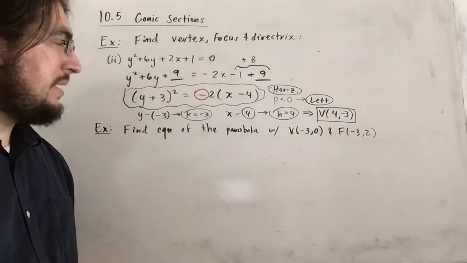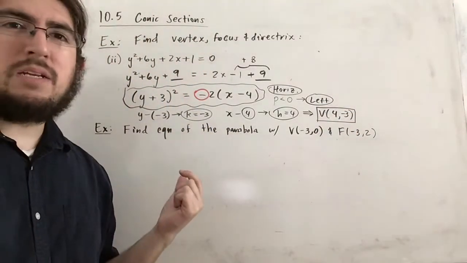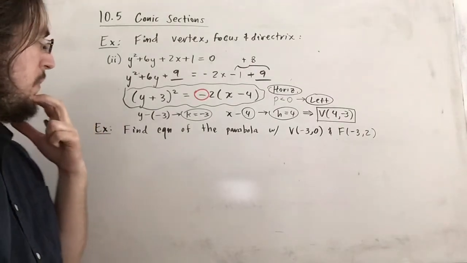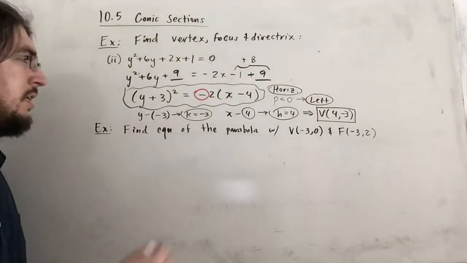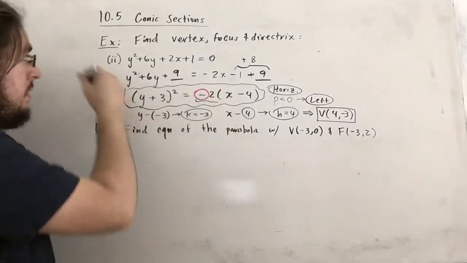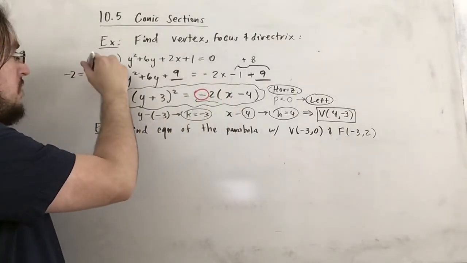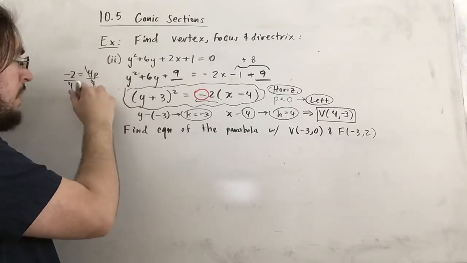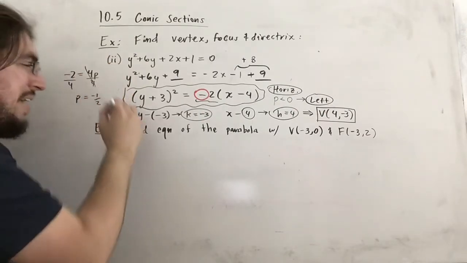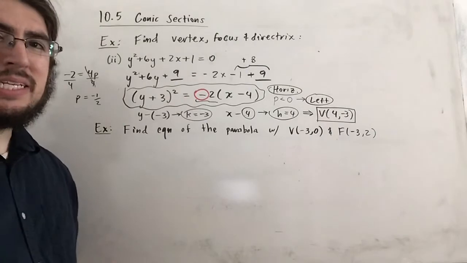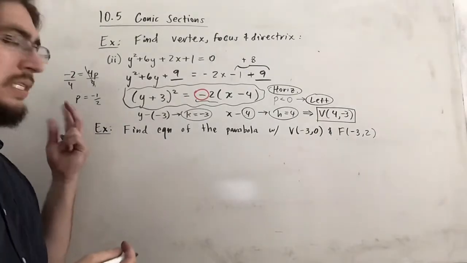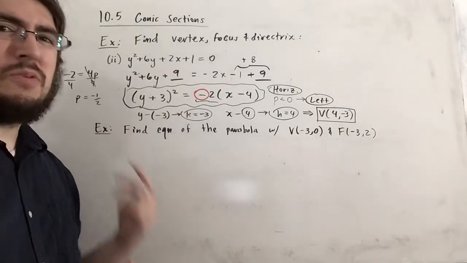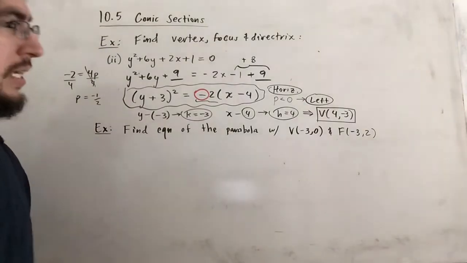So now with that being said, I guess we need to find p, don't we? So the number in front is 4p. So we're going to write negative 2 is equal to 4p. Divide by 4 to get p. We get p is equal to negative 1/2. Which isn't the best thing because you have to travel a distance of a fraction, but it's not too bad. It's a kind of nice fraction, I guess you can say.